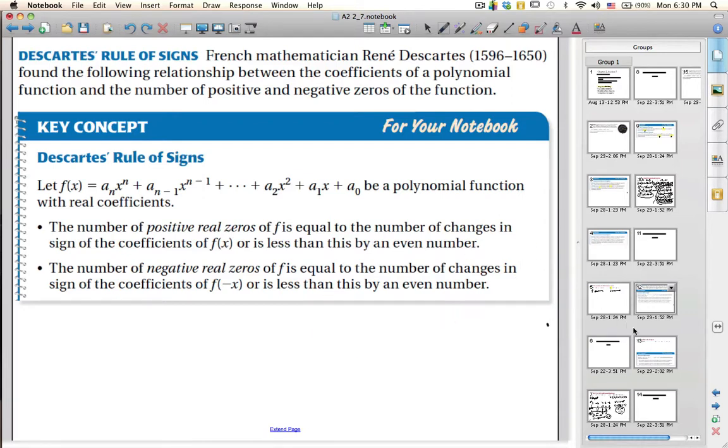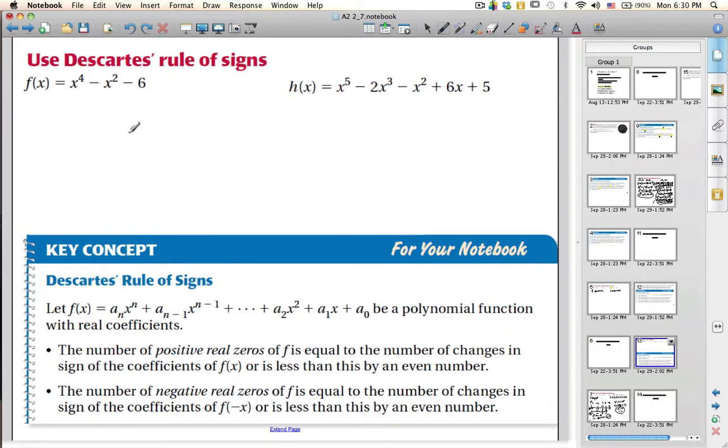So when we look at that in practice, if you take a look at a problem like this one, I have positive, and when I go to negative I have 1 change, and then here it doesn't change again. So I had 1 positive.